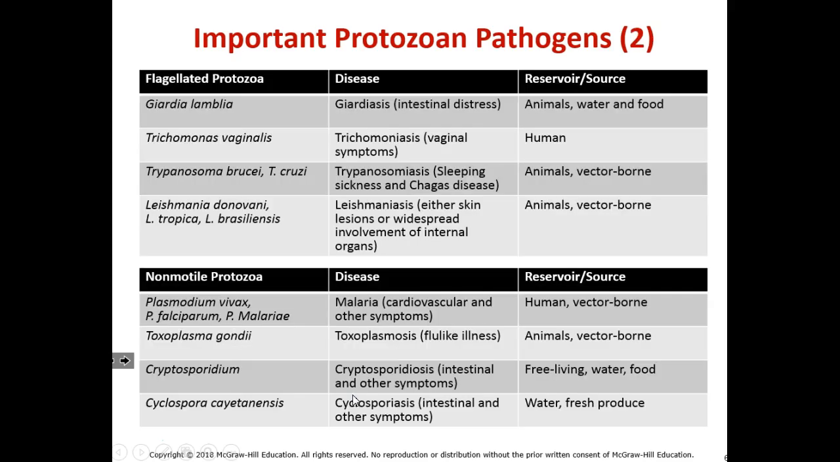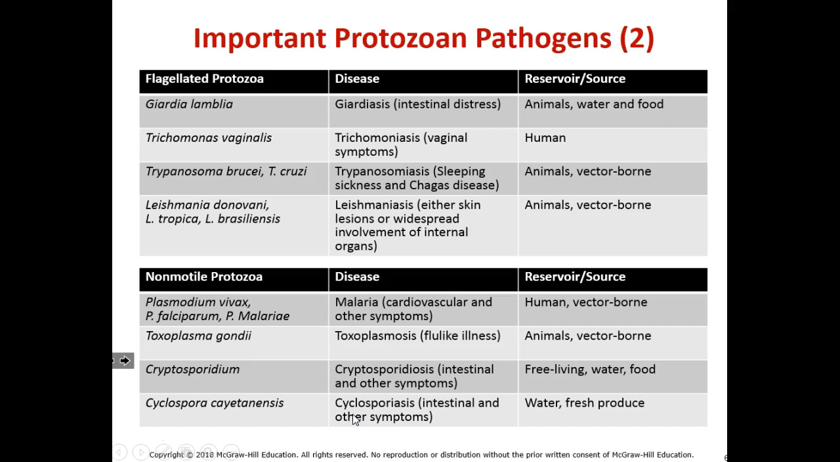Some other important protozoan pathogens are Giardia lamblia. It causes intestinal distress. Trichomonas vaginalis. It causes trichomonasis. Have you heard of that before? It's in humans, caused by the protozoa Trichomonas vaginalis. What does it cause? Vaginal symptoms, kind of like a yeast infection. You know what that is? Okay.